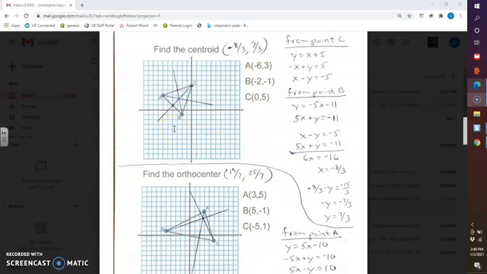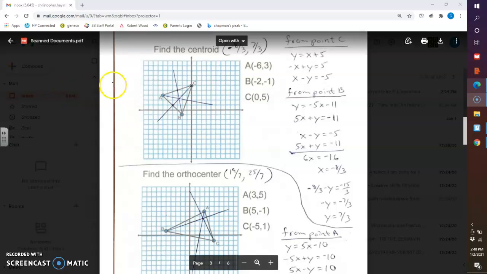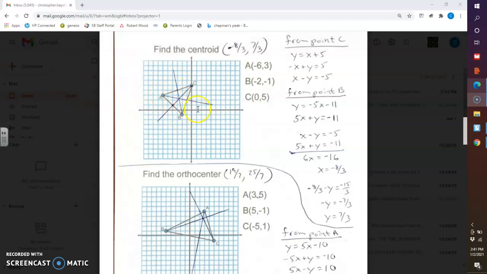Finding the centroid, we find the midpoint and connect it to the opposite vertex. Find the midpoint, connect it to the opposite vertex. If you want to find the exact point of the centroid, you have to find the equation of two of the lines of the medians.